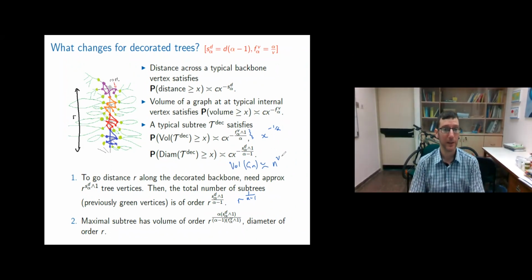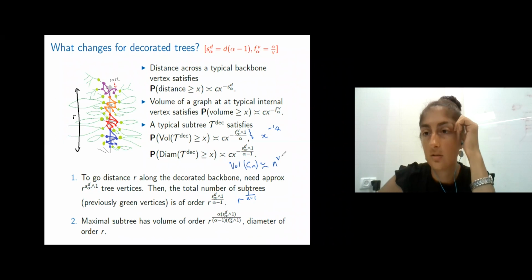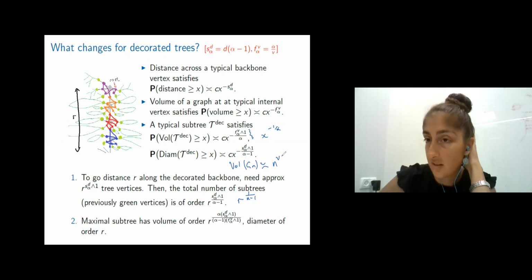Thanks for the talk. So could you say again which models for random planar maps and processes on them, like critical percolation, give rise to this sort of decorated Galton-Watson trees? And do your results imply additional facts for these processes?